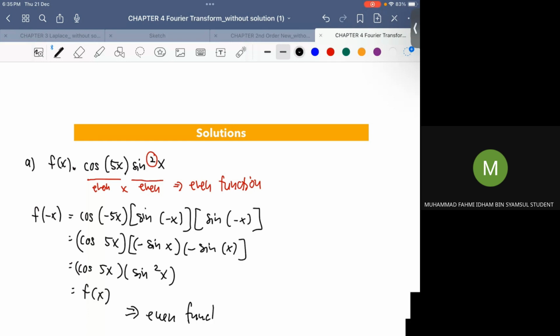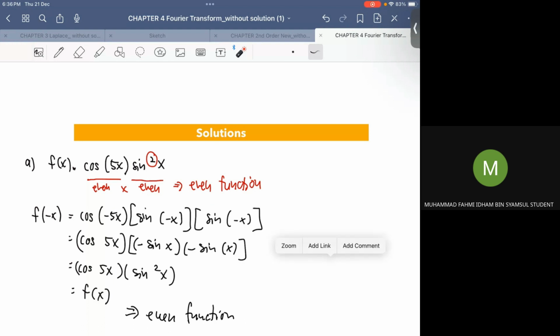So you still can prove it this way, using this method. But if you know the properties of cos, cos is always even function. Sine function depends on the power. If the power is even, then it becomes even function. If the power is odd, then it becomes odd function. So by using the properties, just simple calculation, you can determine whether this is even or odd function.